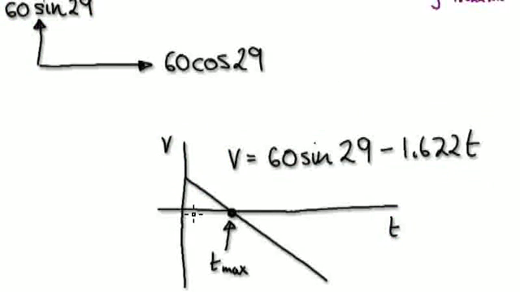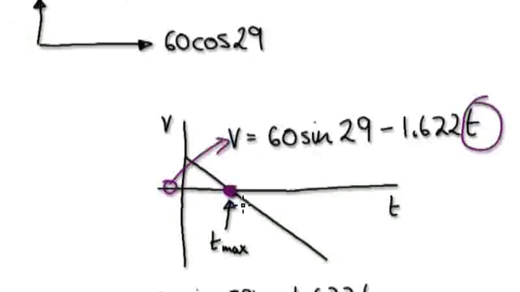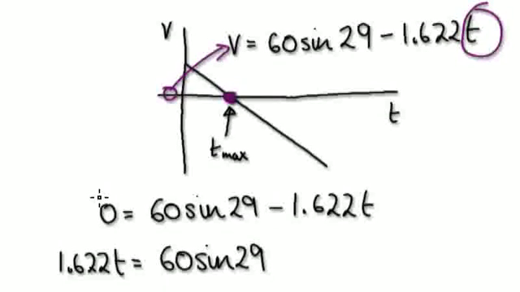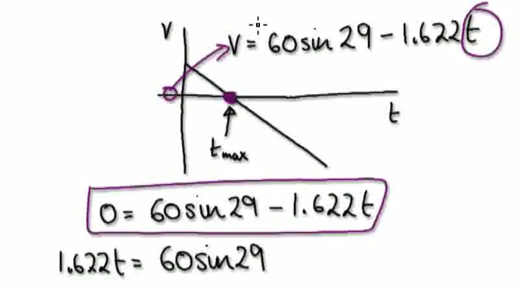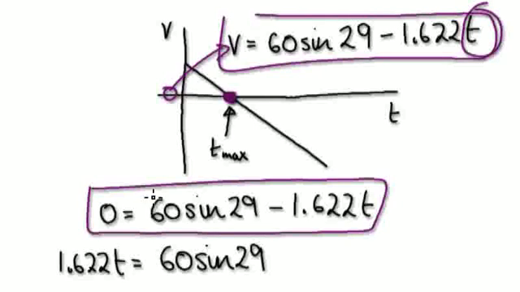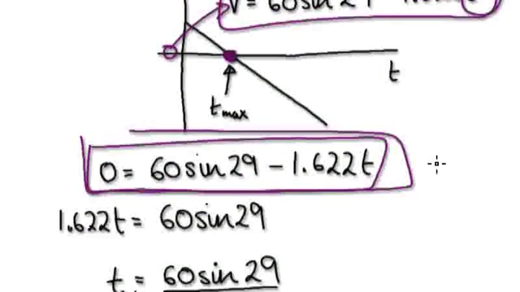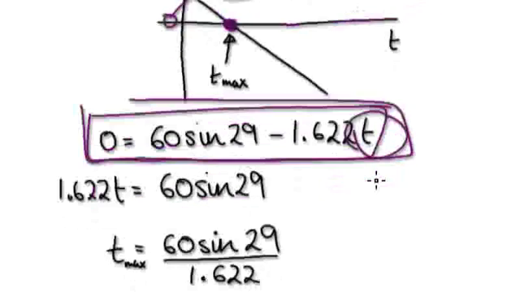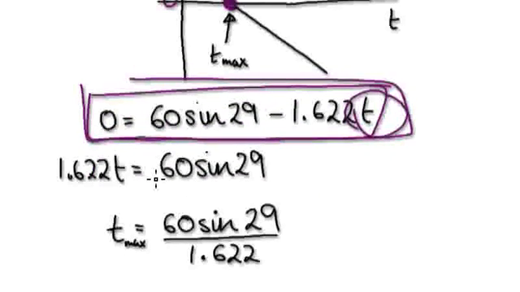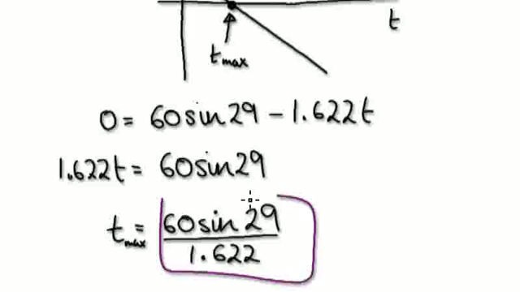Okay, now we want to know T max. At T max, the velocity would be 0. So let's put 0 into the V and work backwards to find out the time it takes to get to the maximum height. So this thing here becomes this, and then work backwards to find out T, which will represent the time it takes to get to maximum height. So T max is given by this.